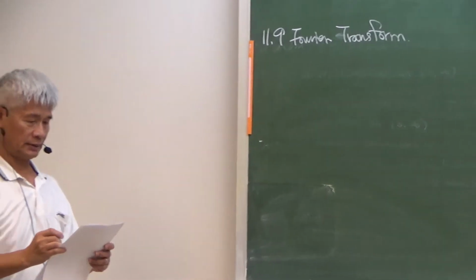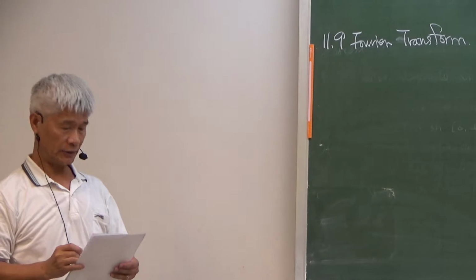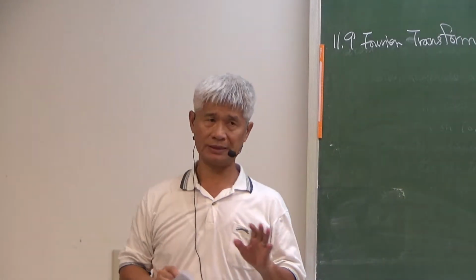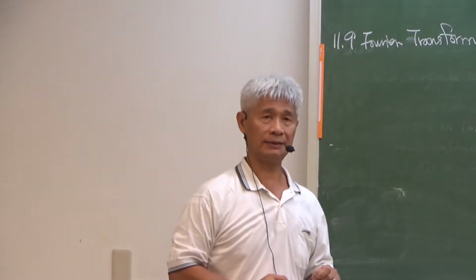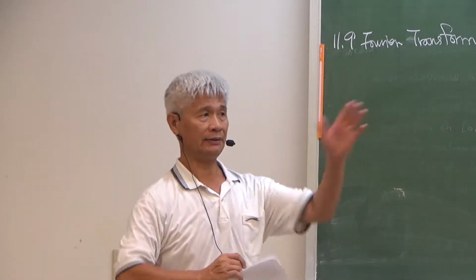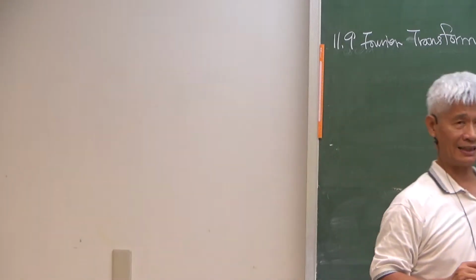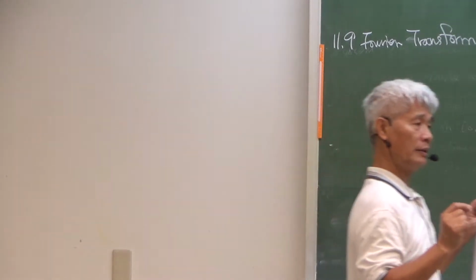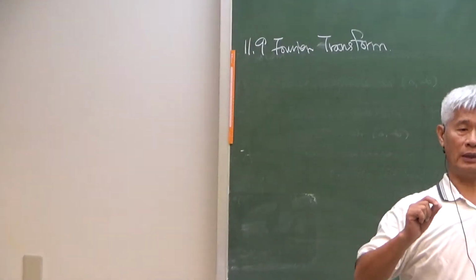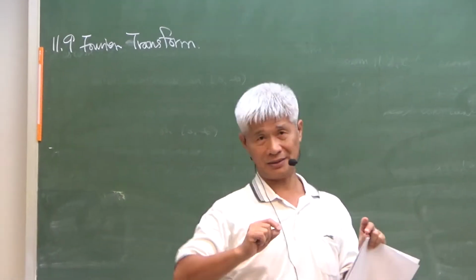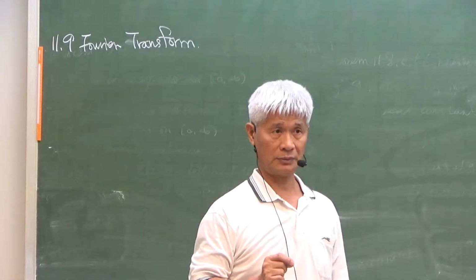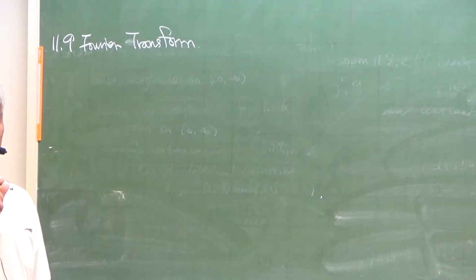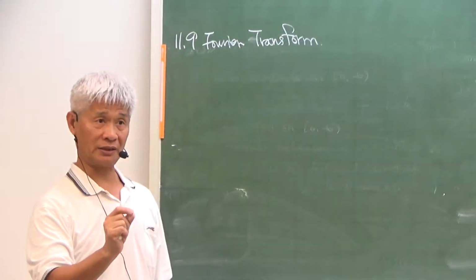The last section of this chapter is about Fourier transform. I think from the experience we obtained in the previous section, the Fourier cosine transform and Fourier sine transform, even though their transform format is the same as their inverse transform, you can see that both are correlated to each other.